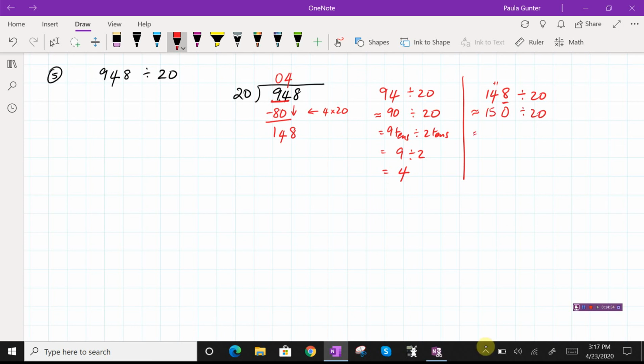Using this as 15 tens divided by 2, you might remember 7 times 2 is 14, so 15 divided by 2 is 7 with a remainder. And we now proceed. So 7 times 20 is what I'm looking for. 7 times 0 is 0, 7 times 2 is 14. When we subtract, we get 8. So my answer would be 47 remainder 8.